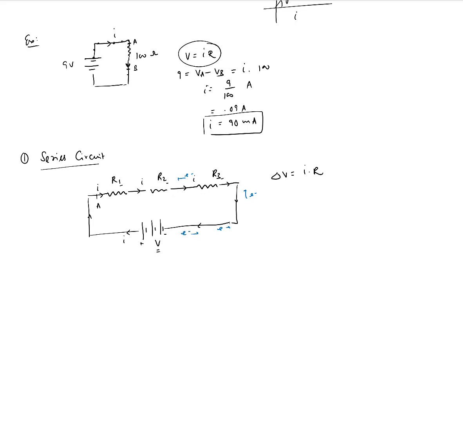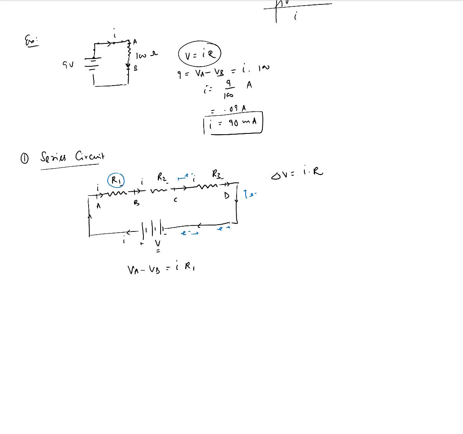So let's say this point is A, this point is B, this point is C, and this point is D. Let's focus on R1. What can we say about the voltage drop across R1? The voltage drop across R1 is given as VA minus VB. And clearly, because current is moving from A to B, VA should be more than VB. So this is a positive quantity, and it should be equal to the current flowing through R1 times R1, right?